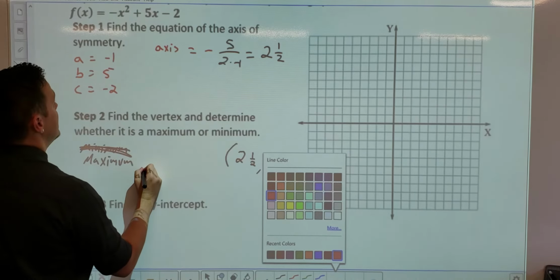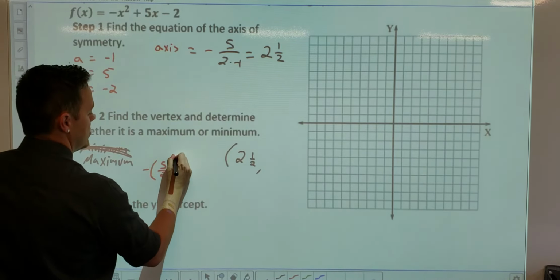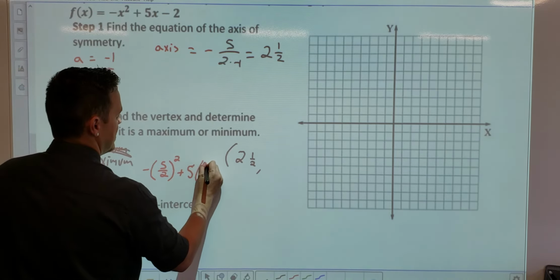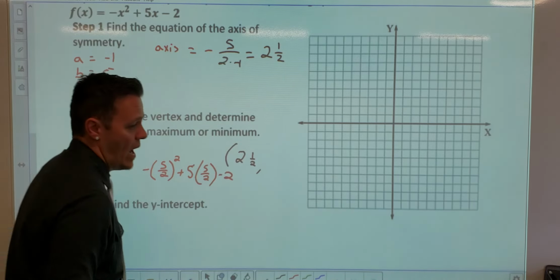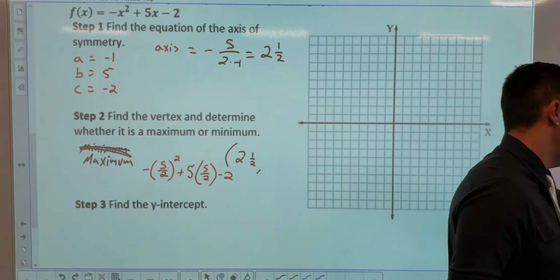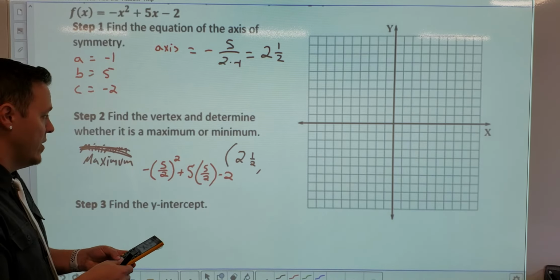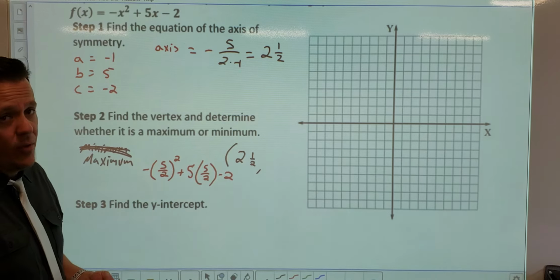All right, so it is negative, and then it's 5 over 2 squared, and then it's going to be plus 5, and then it's 5 over 2 again, and then it's minus 2. Now, I struggle personally with these things as well, okay? So what I would want you guys to do is grab a calculator if you have one, and then put these things in and try to figure it out, right? So I know 5 over 2 squared would be 25 over 4.